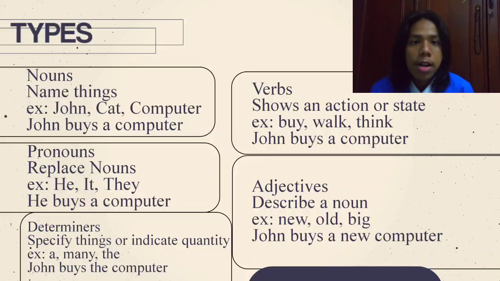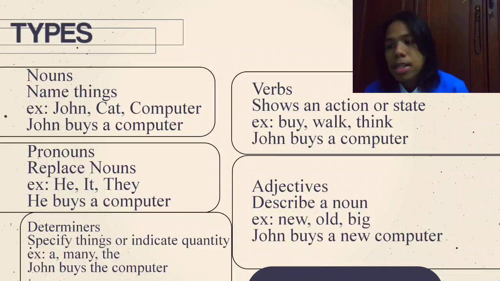Next, adjective. Adjective's function is to describe or modify a noun. So in the example, we have new, old, and big. And in the sentence, John buys a new computer. New modifies computer. What computer did John buy? John buys a new computer. So new modifies the noun computer. So adjective is always placed before the noun. In this case, new modifies the noun computer.